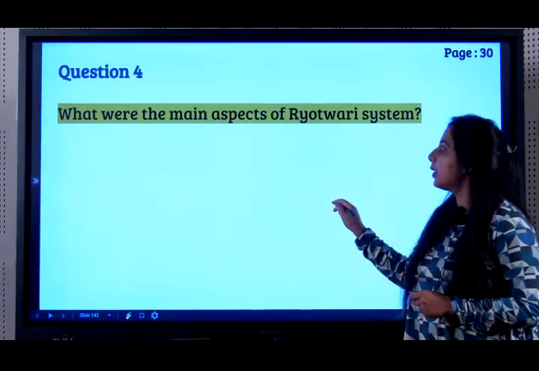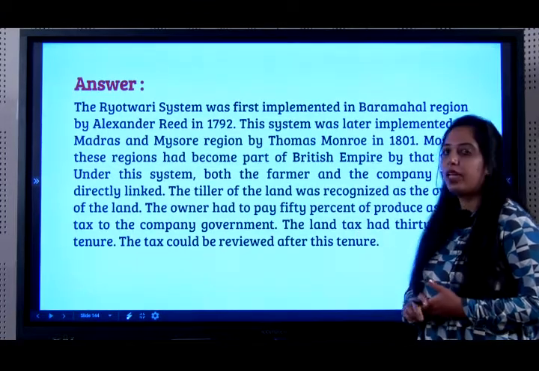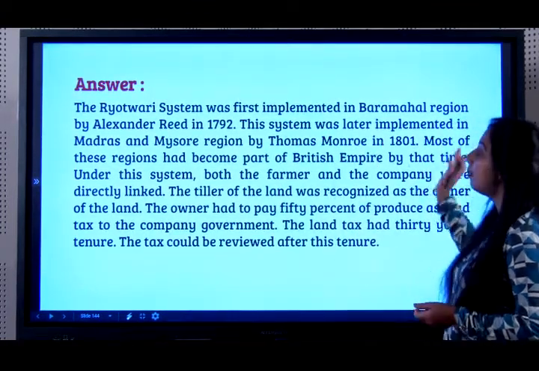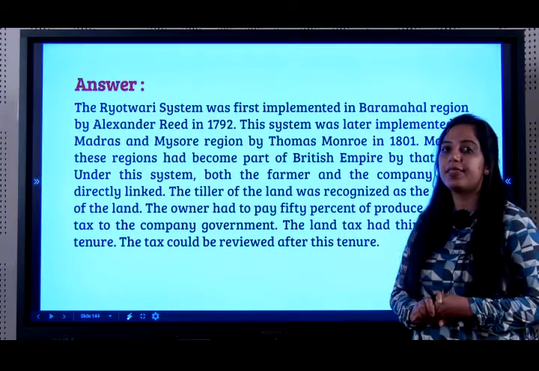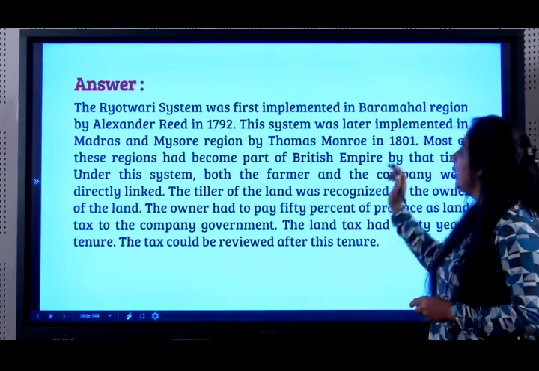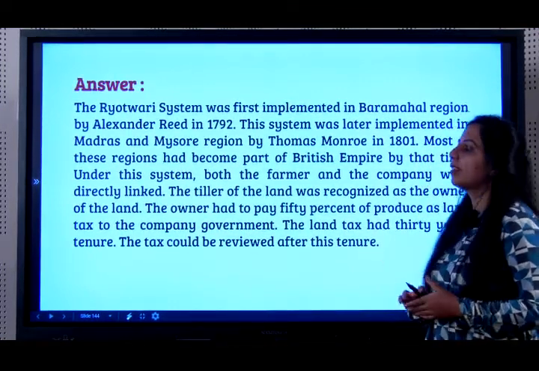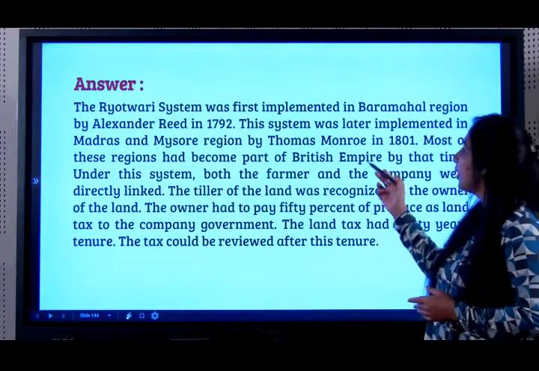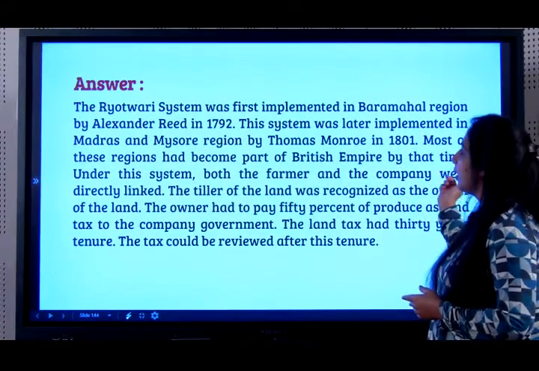What were the main aspects of Rayatwari system? It was first implemented in Baramal region by Alexander Reed in the year 1792. The system was later implemented in Madras and Mysore region by Thomas Munro in 1801.